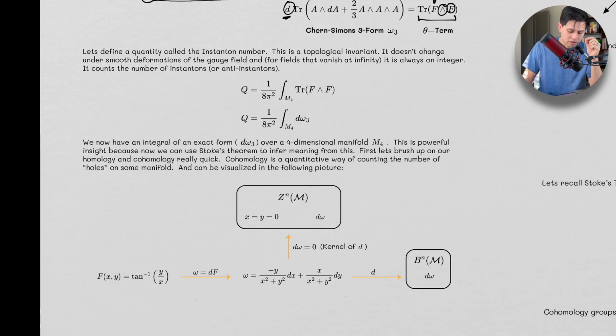So let's define a quantity called the instanton number, and this is a topological invariant. It doesn't change under smooth deformations of the gauge field, and for fields at infinity.